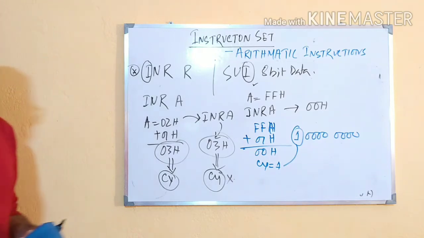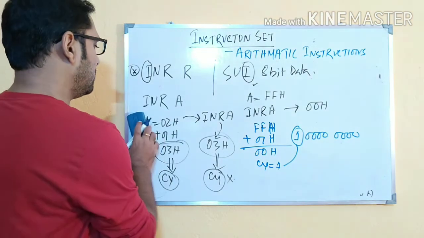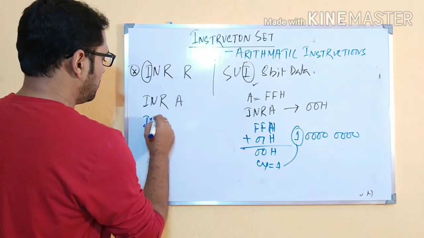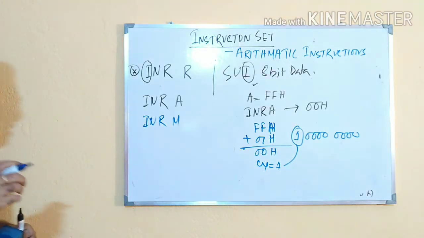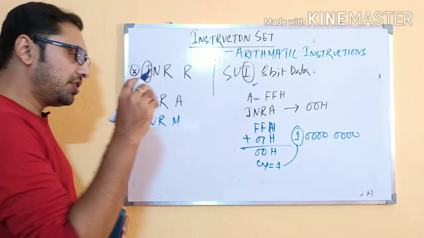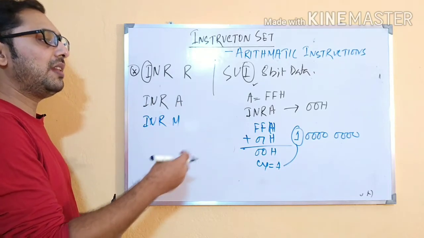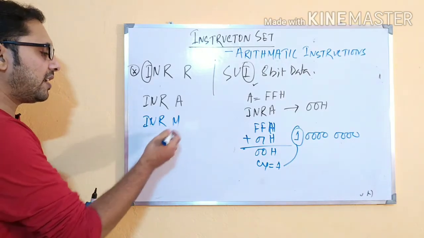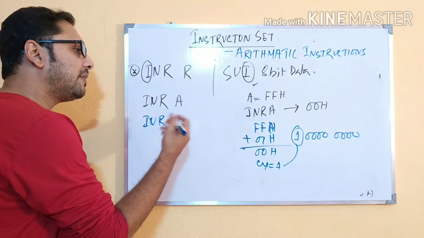INR R. Similarly, I can write down INR M also. INR M. That means the content of the memory denoted by HL register pair will be incremented by 1. I am repeating it once again. INR M means the content of memory will be incremented by 1.